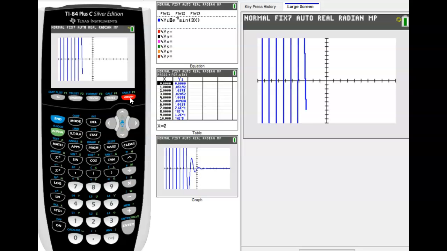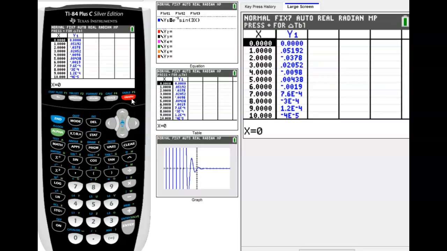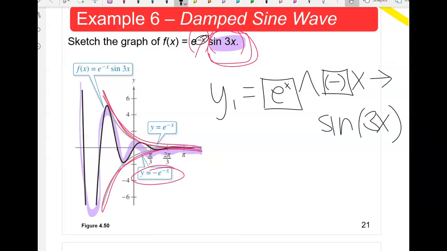And I know it does not look much like our picture, but remember, it is doing that oscillating behavior. And so that's how it will look. And if you need to look at the table, you see the button that says graph is in red. In blue it says table. So if I press second and then graph, or table, you could see the values there. And so this could be helpful when you're graphing something like that.